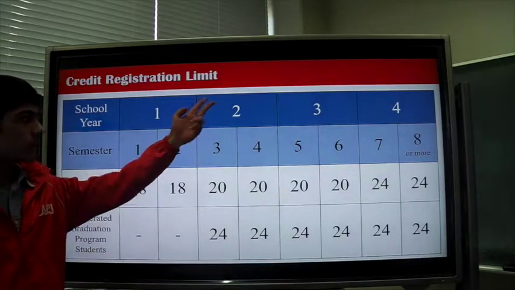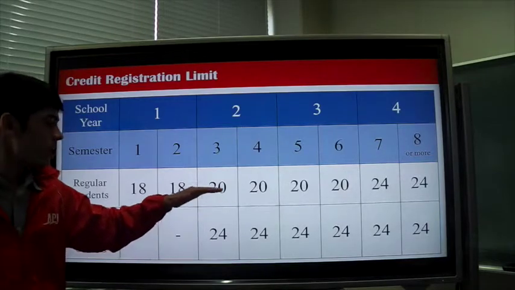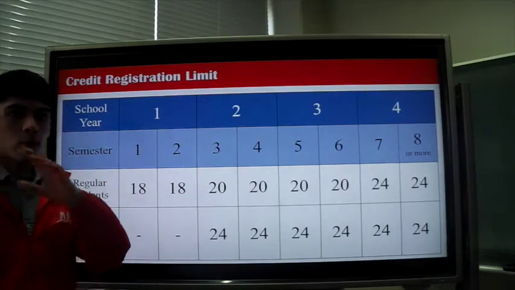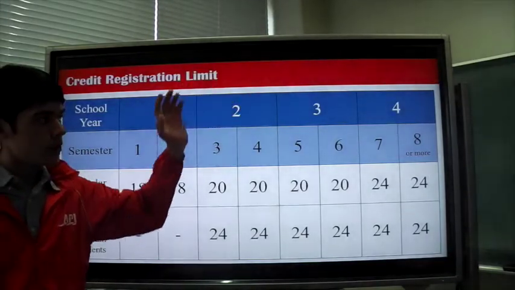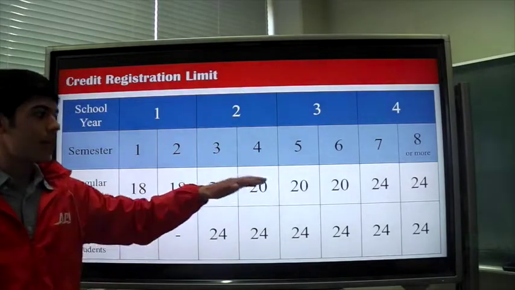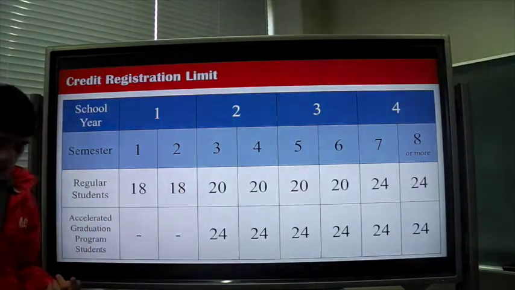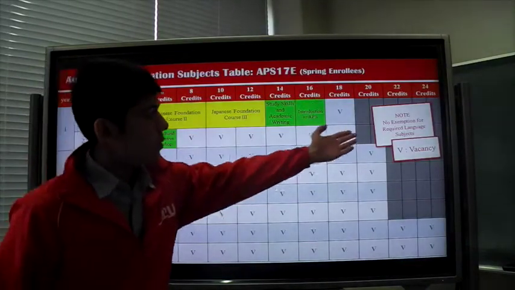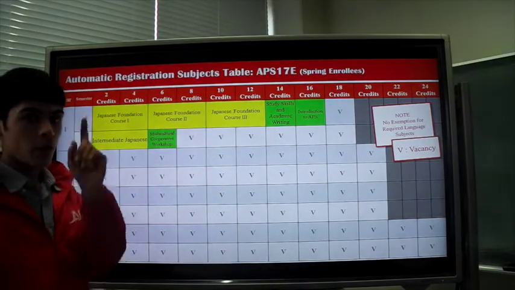And for second year students and third year students, they can take 20 credits, which means 10 subjects maximum for one semester. However, once you become a fourth year student or more, you can take 24 credits for one semester. And in this graph, as you can see here, is 18 credits, and then 20, and then 24, and this V means vacancy for one subject.